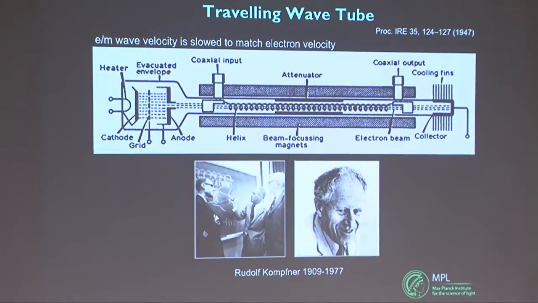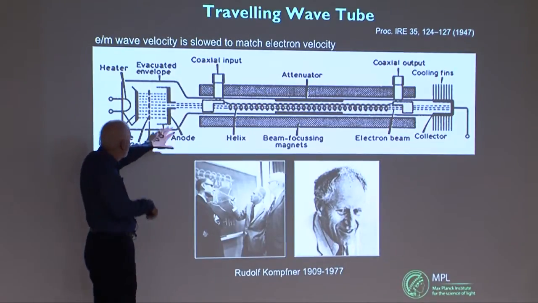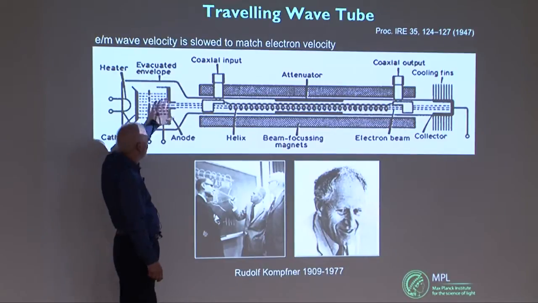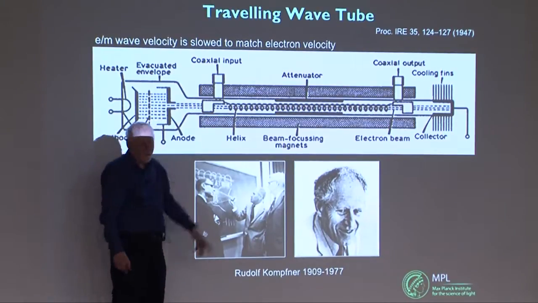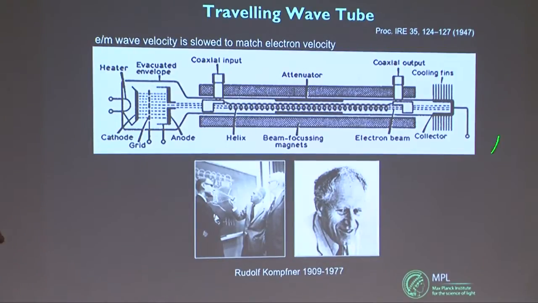And by doing this, you can then match the phase velocities of the electrons and the microwave and make a very, very efficient amplifier just by tuning the velocity of the electrons, making them more energetic, less energetic. Depending on the relative velocities, you can make an amplifier or an attenuator. And this is a very, very important device. It was used in all the radar systems until recently. It's a wonderful broadband amplifier.